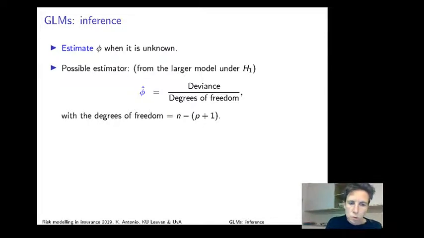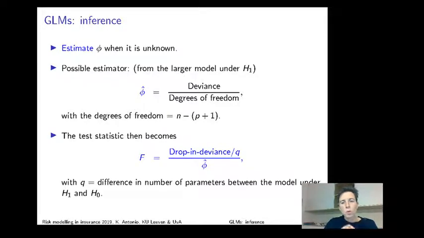But when phi needs to be estimated, you will work with the following test statistic. You will take the ratio of, on the one hand, the drop in deviance divided by q, and on the other hand, the estimator for the dispersion parameter phi. Note that the q here is the difference in the number of parameters between the regression model under the alternative and the regression model under the null hypothesis. So typically, it is the number of parameters that you put equal to 0 in your null hypothesis.